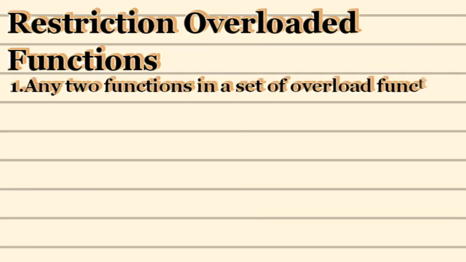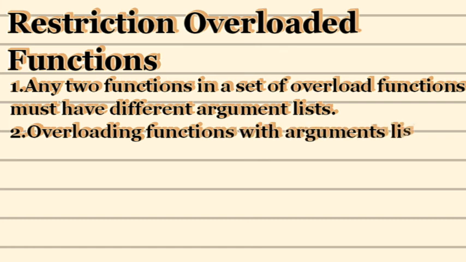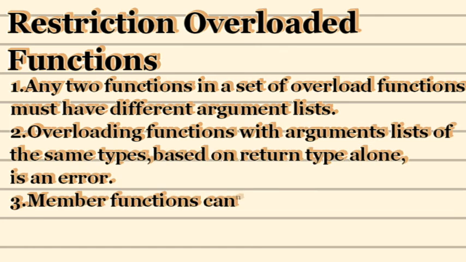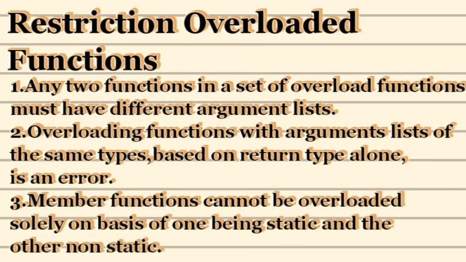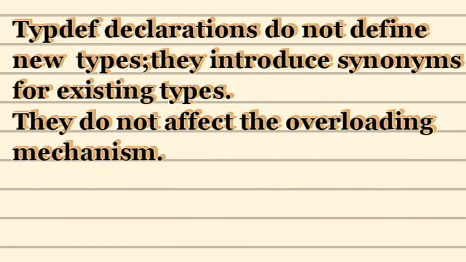Now there are some points that you need to remember while declaring overloaded functions. Number one, any two functions in a set of overloaded functions must have different arguments. Number two, overloading functions with argument lists of the same type, based on the return type alone, is an error. Then the member functions cannot be overloaded solely on the basis of being static and the other non-static. Third, typedef definitions do not define new types. They introduce synonyms of the existing type. They do not affect the overloading mechanism. So these points you need to keep in mind whenever you are using overloaded functions, because otherwise it's probably going to affect it.